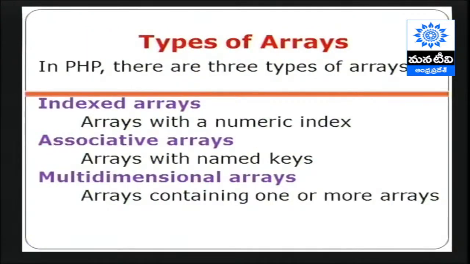There are three types of arrays in PHP: indexed arrays, associative arrays, and multidimensional arrays. Arrays with a numeric index are called indexed arrays. Arrays with named keys are called associative arrays, and arrays containing more than one array are called multidimensional arrays. Each type has its own benefits as well as some limitations. We will discuss what the benefits and limitations are in the main class.